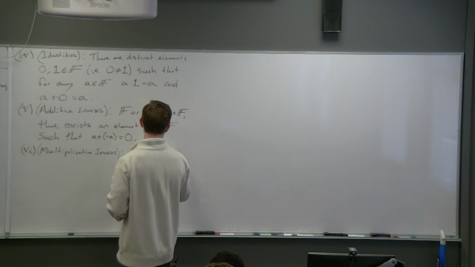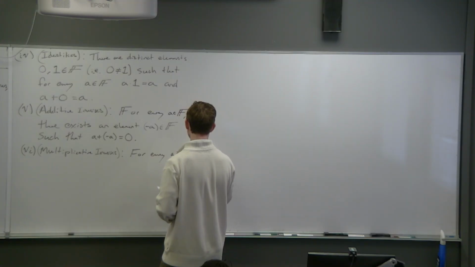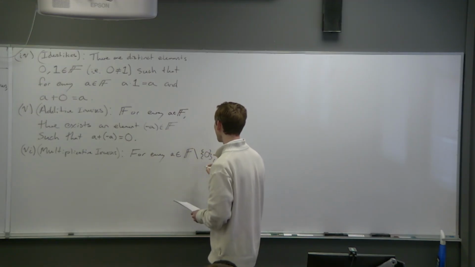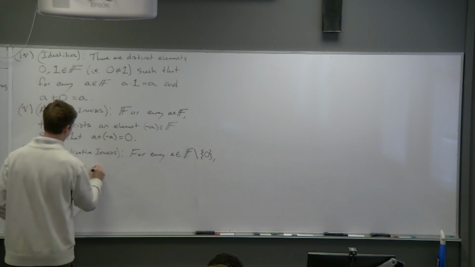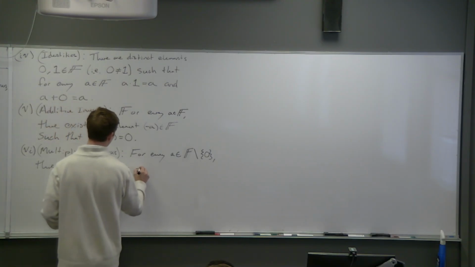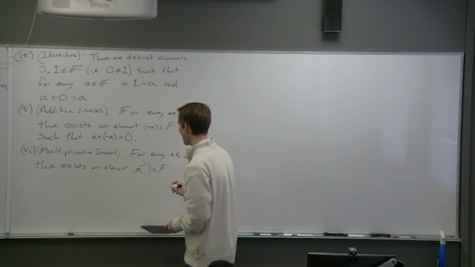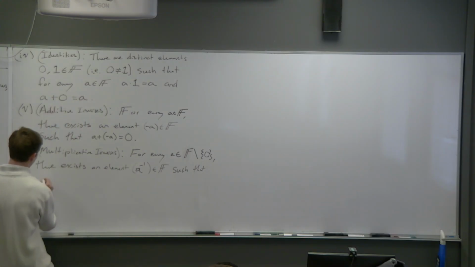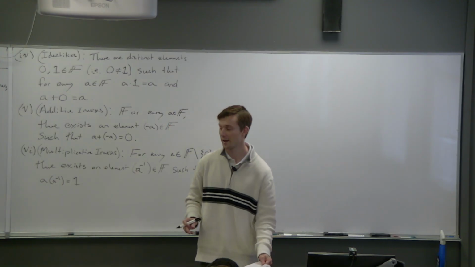For every A in R set minus, or not R, I'll use F. I'll say F, the field, except for the additive identity, there exists an element, I'll write it as A to the minus 1, in F, such that A times A to the minus 1 is equal to the multiplicative identity. Okay.